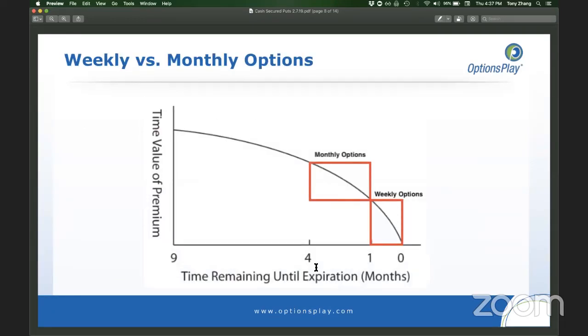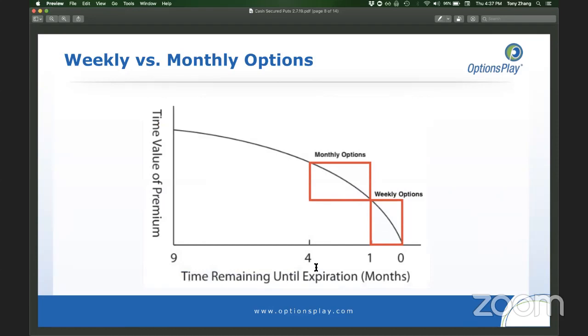So now that we have a pretty good understanding of the strategy itself, when you should utilize it and why you should utilize it, I want to explore two things. Number one, when you're picking a short put to trade, what expiration and what strike prices should you be looking at? So this is a time value curve.